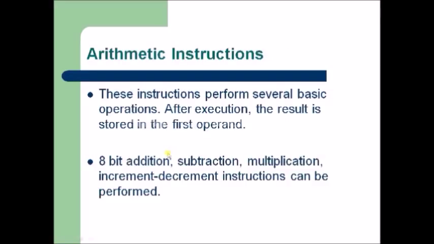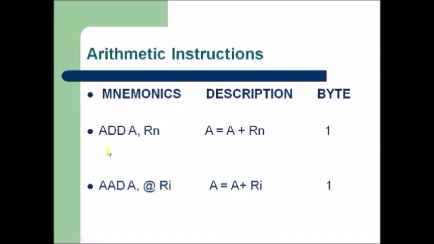And next we have arithmetic instructions. Now these instructions will perform some operations, and after execution the result is stored in the first operand. Like these instructions will perform addition, subtraction, multiplication, division. Okay, let us see those instructions. So ADD A comma Rn. Contents of Rn and A are added, and again the result will be stored inside the destination. Here this position would be considered as a destination.